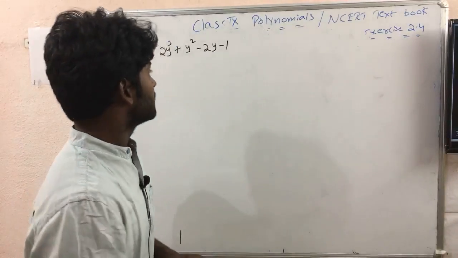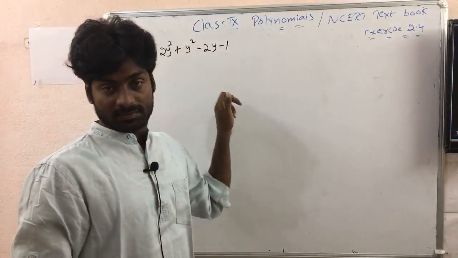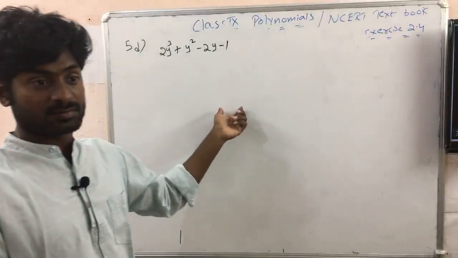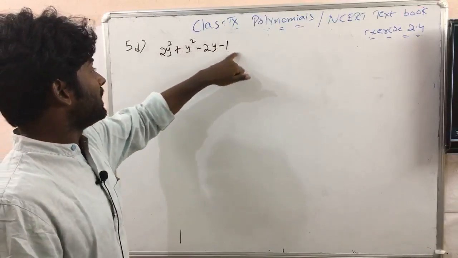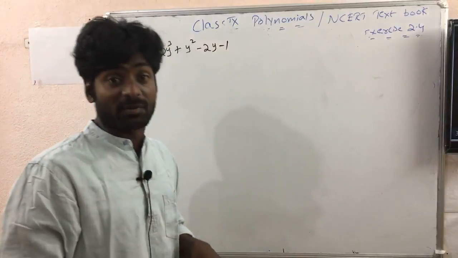X minus 1, that means if you substitute plus 1 here, you will get 0. Yes, very good Shivam. The first factor is x minus 1. Now divide with x minus 1. Sorry, here the polynomial is in terms of y, so it is y minus 1. Check once, Shivam, it is y minus 1.